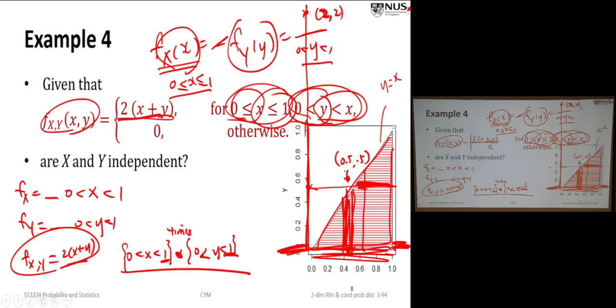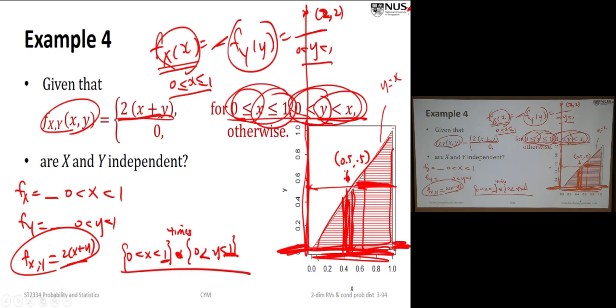So in other words, it's very easy. If you look at your joint PDF, I don't have to do all this f of x, f of y. Look at the joint PDF, which is valid over this region. And this is not a rectangle. It's not a product space, not a rectangular space. Then the two random variables are not independent. And the logic is very simple, because I can find a point for which f of x is non-zero, f of y is non-zero, but f of xy is 0.